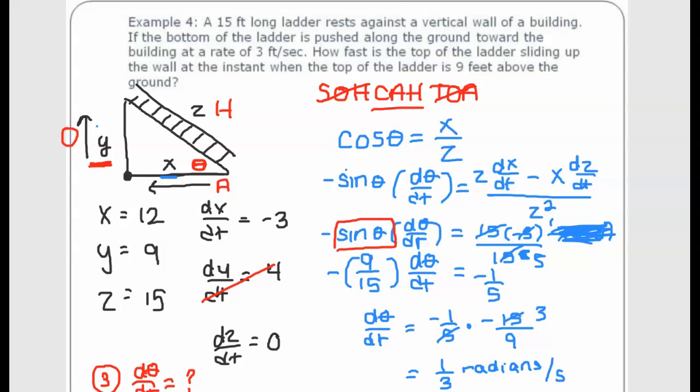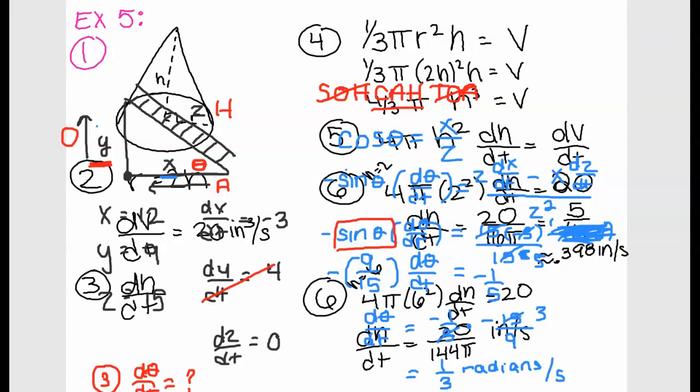There's almost guaranteed to be one on the AP exam. I don't know a year that there hasn't been a rate in and a rate out problem.